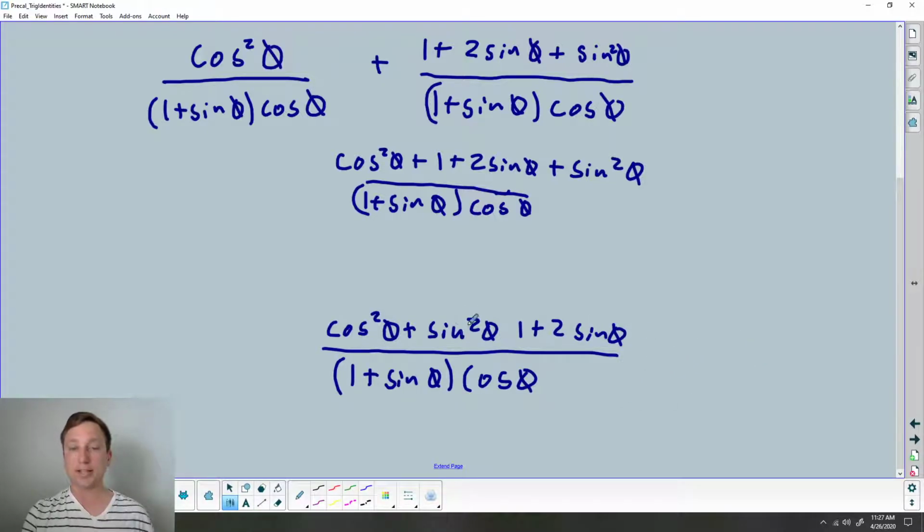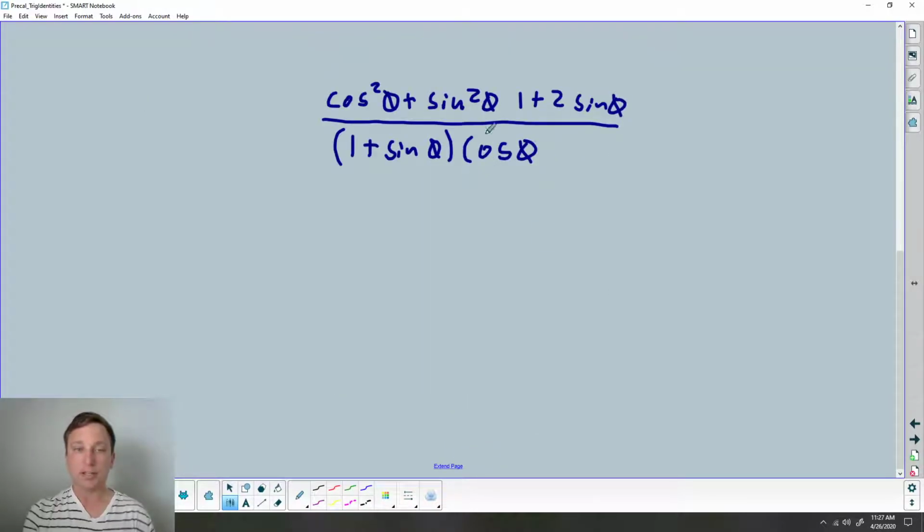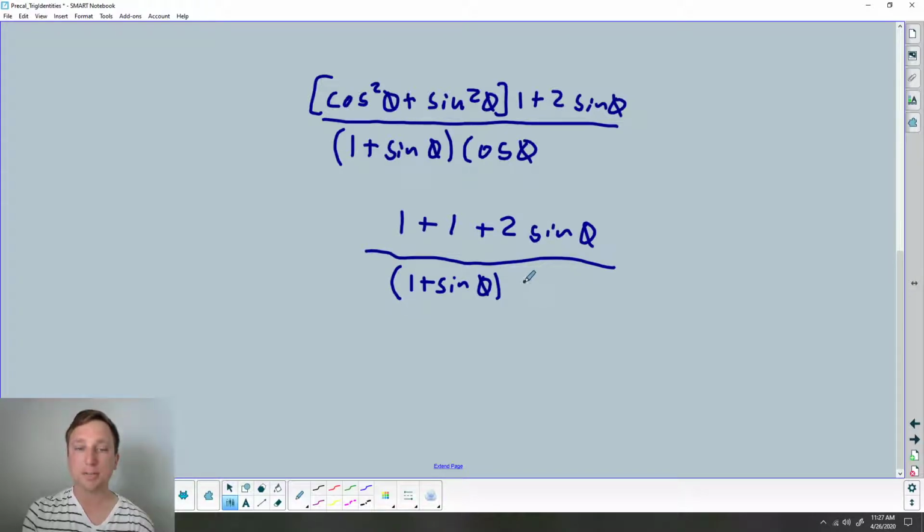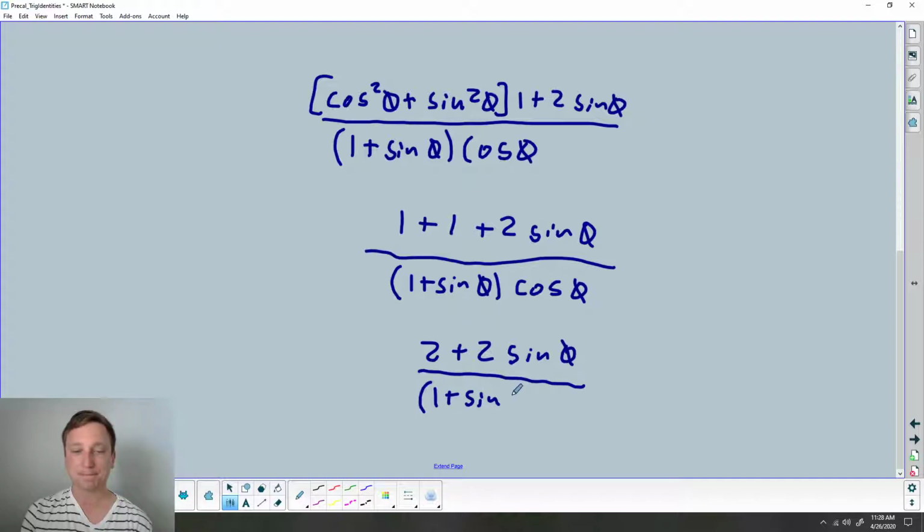So now we can rewrite this as 1. When we rewrite this cosine squared theta plus sine squared theta as 1, we have 1 plus 2 sine theta, all over the same denominator. That's not changing, which is 1 plus sine theta times cosine theta. Well, 1 plus 1 is 2, so we have 2 plus 2 sine theta in our numerator, all over the same denominator still, 1 plus sine theta times cosine theta.